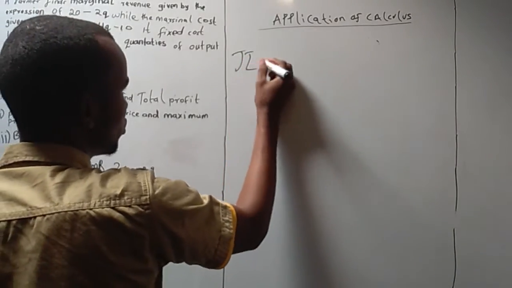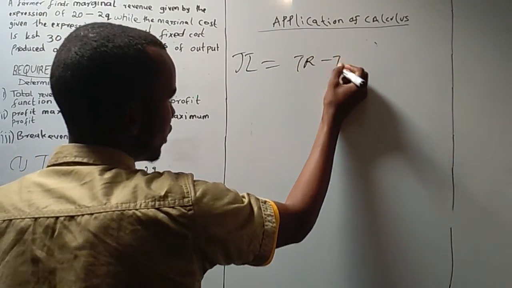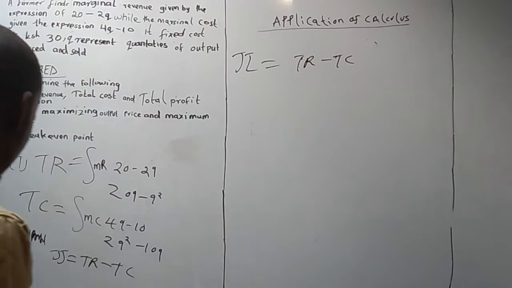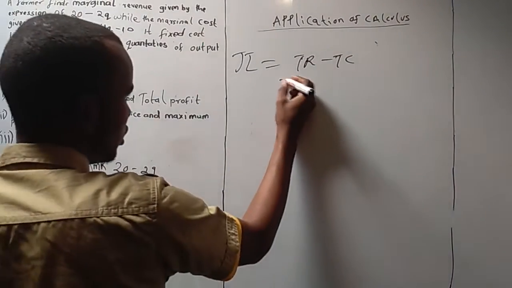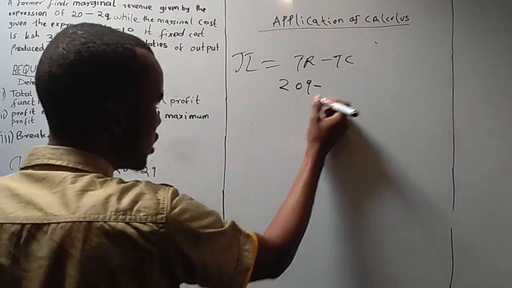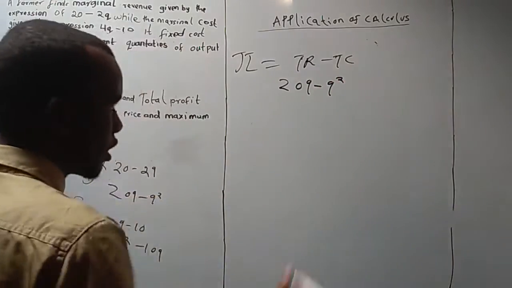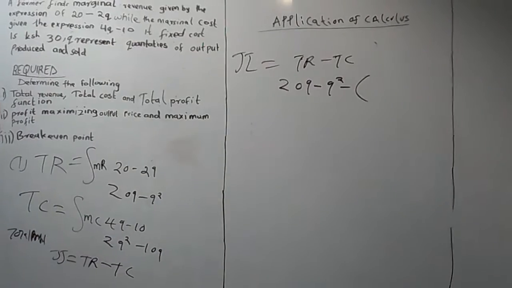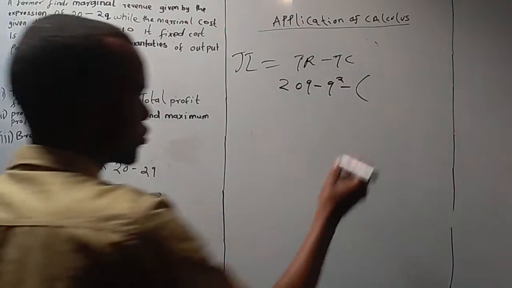Profit is equal to total revenue minus total cost. We have our revenue as 20q minus q squared. Then we subtract the total cost. The total cost that we have here is 2q squared.